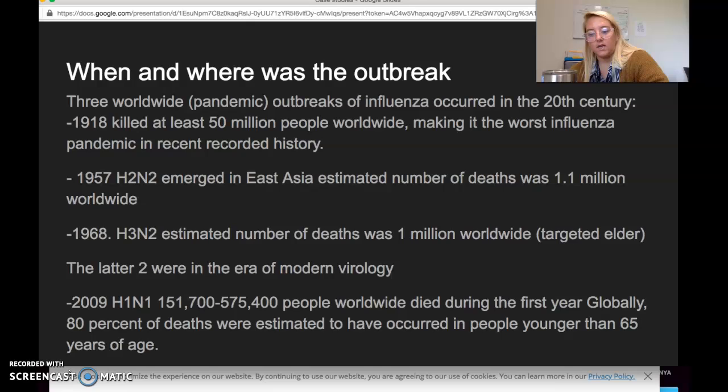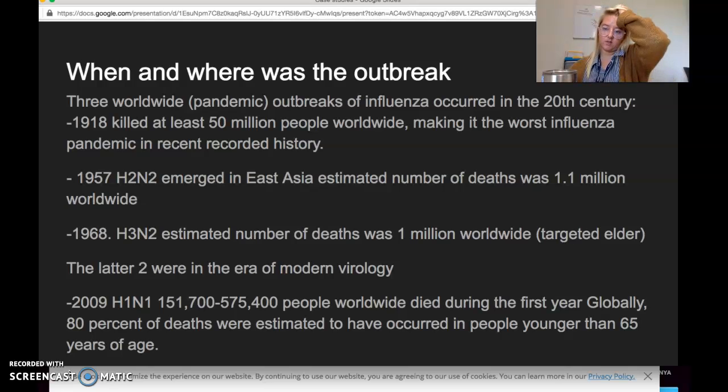And then in 1968, H3N2, the estimated number of deaths for this was 1 million worldwide, and it targeted the elderly population, similar to how COVID did, with the pre-existing health conditions that the elderly often have. It made them much more susceptible to the disease and much less likely to overcome the disease. And then there were two in the modern era of virology, or the study of viruses.